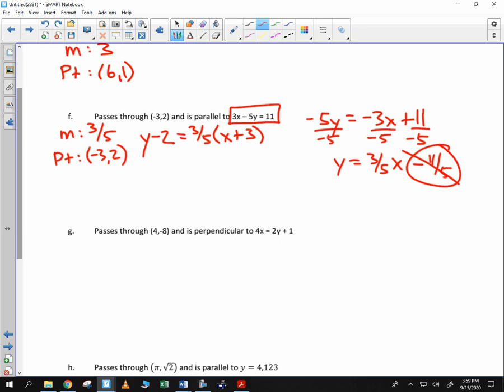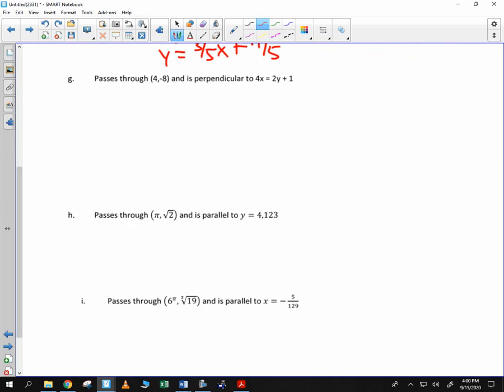A few ways to deal with that fraction. If you want to multiply through by 5, you can. I'm just going to go ahead and live with the fraction. y minus 2 is equal to 3 over 5 x plus 9 over 5. And then if I add 2, or add 10/5, you can see y is equal to 3/5 x plus 19/5, as I add that to both sides.